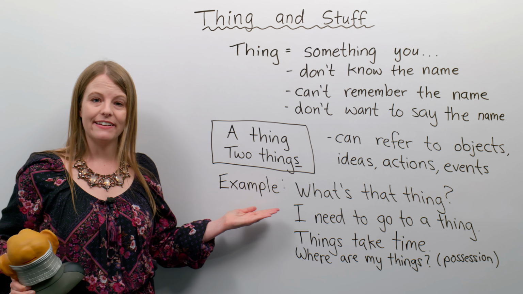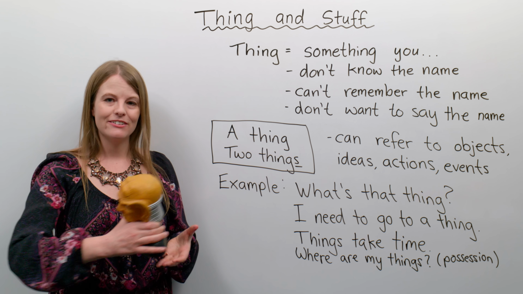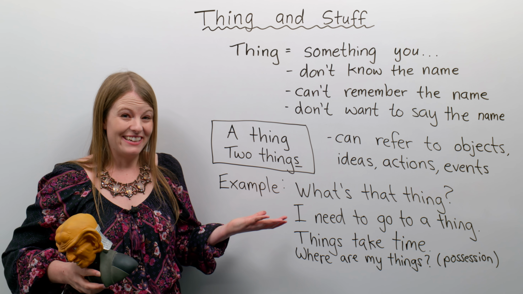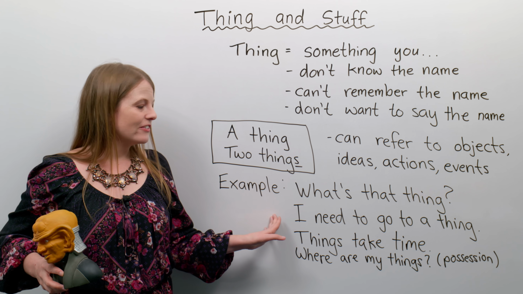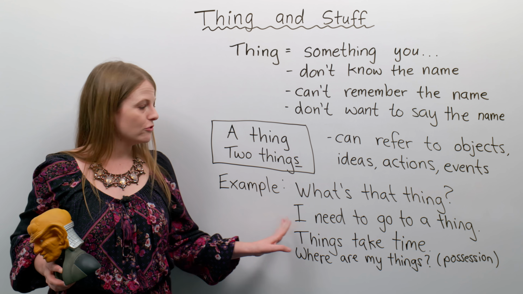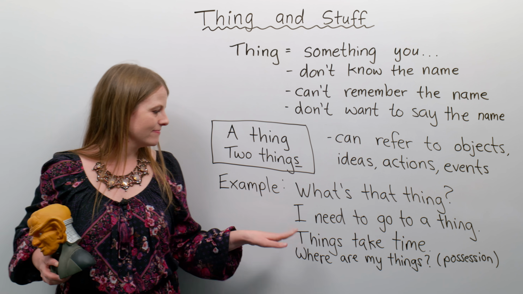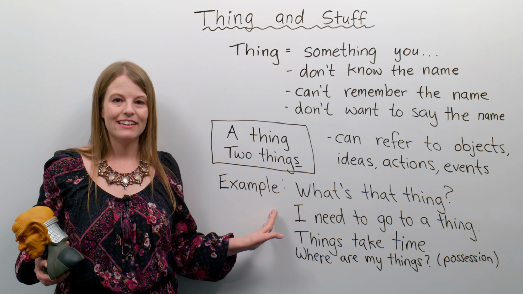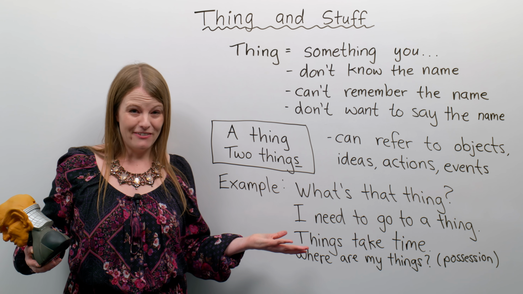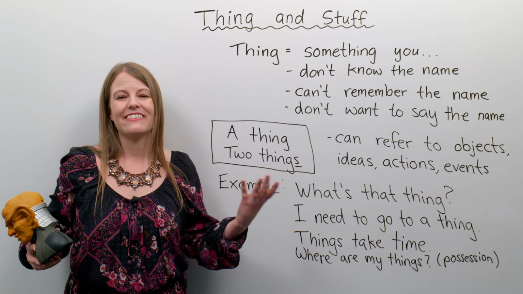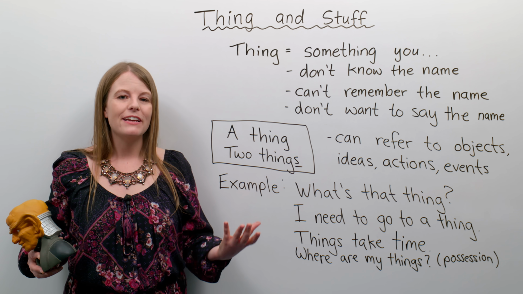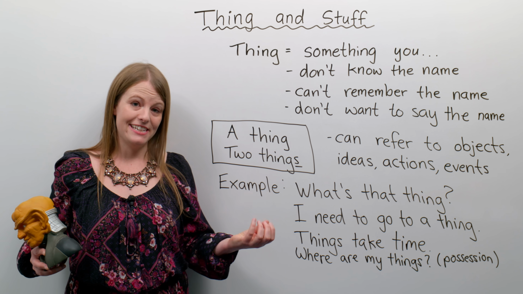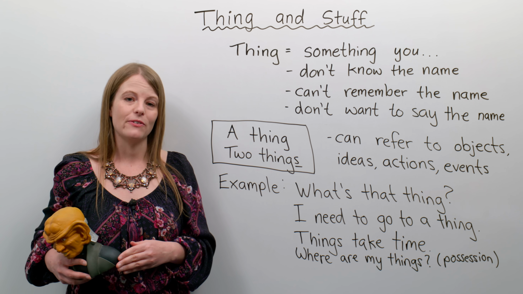So let's look at some more examples. I asked, what's this thing? Because I don't know what it is. I can also use the word thing to mean an event. I need to go to a thing tonight. I'm not saying the name of the event. I'm just saying, there's this thing. We can use the word thing to be vague and to not give detail. That's another way to use this word.